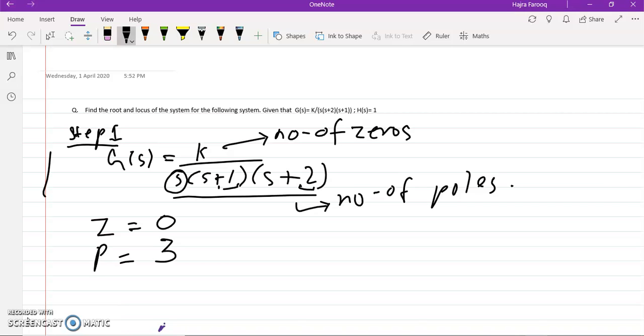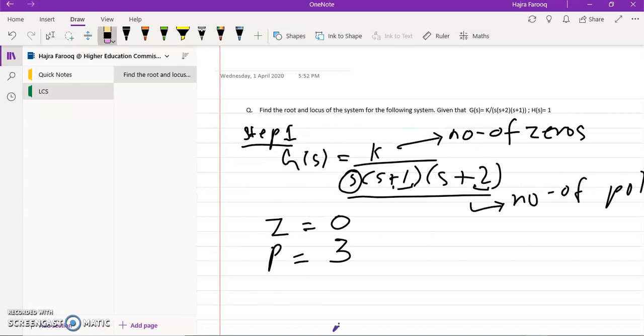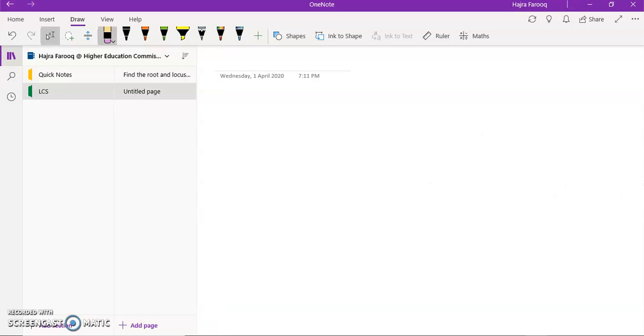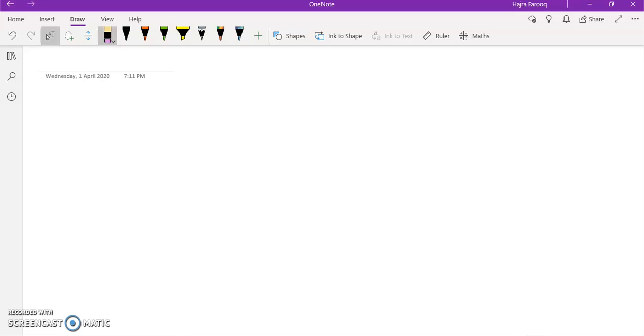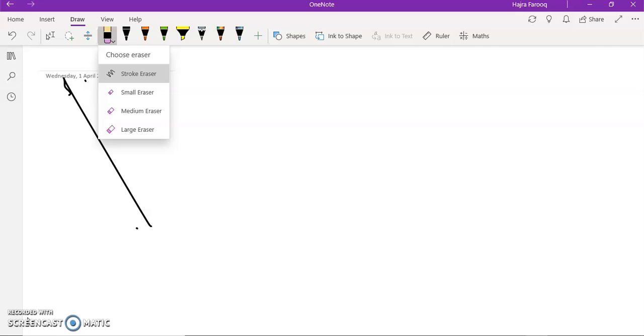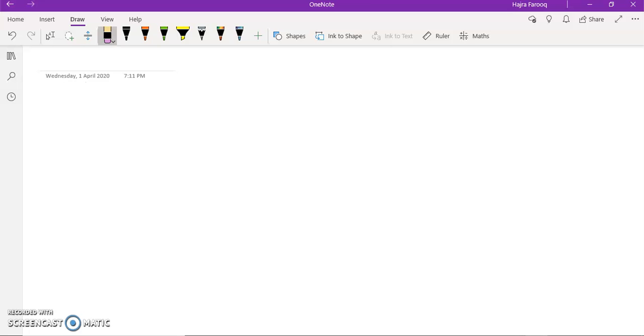Okay, the next part that we have to do is step number 2. In step number 2 we have to find the number of asymptotes.